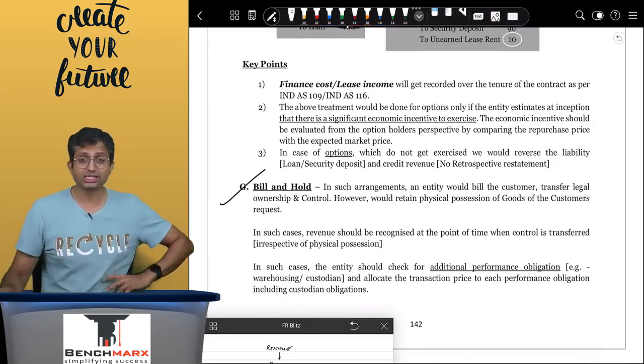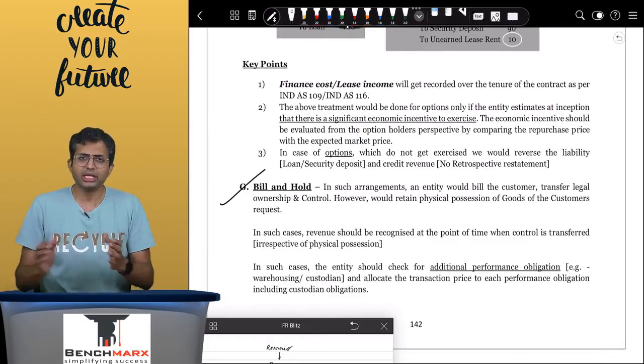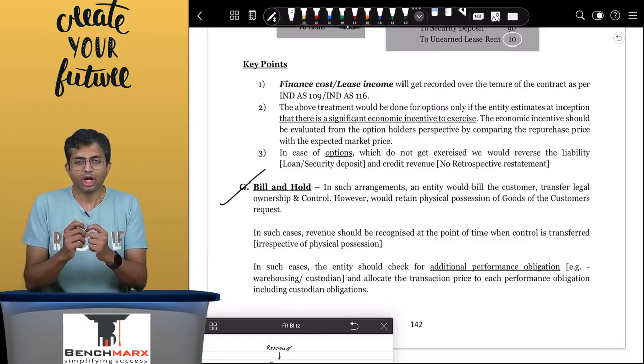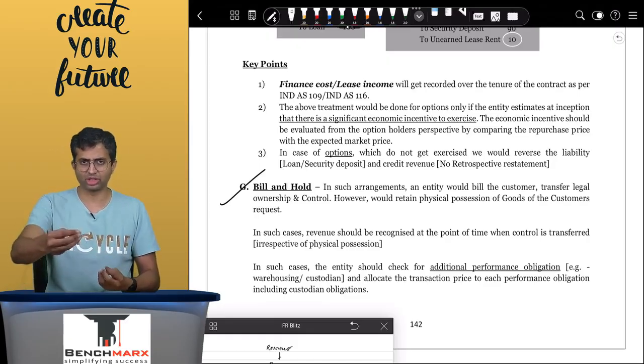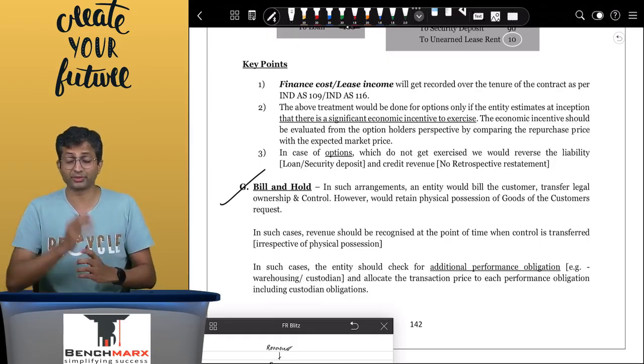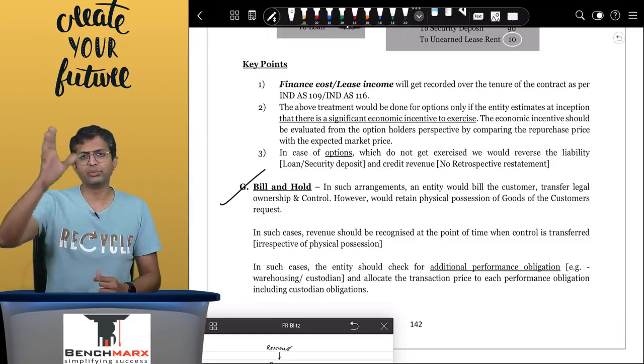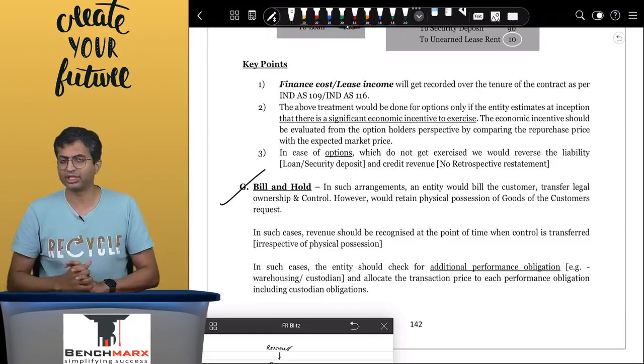Another interesting case is a bill and hold arrangement. In this case, what happens is, the goods are manufactured by the entity, and ideally once the goods are manufactured, the revenue will be recognized at a point of time. The delivery will be taken by the customer, who will have legal ownership.